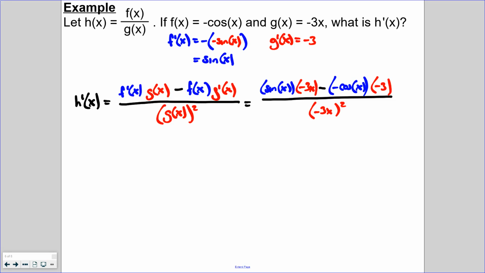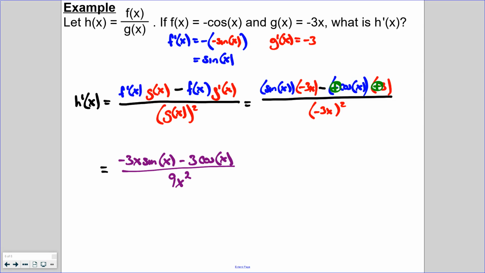Alright, so we're going to do a little bit of simplification here. The first thing we're going to look at is that we have a negative cosine times a negative 3, so those both are going to become positive, because a negative times a negative is a positive. Now let's see, that's going to leave us with sine of x times negative 3x will be negative 3x sine of x, and then minus 3 cosine of x. And that's all going to be over, let's see, negative 3x squared is going to be positive 9x squared.